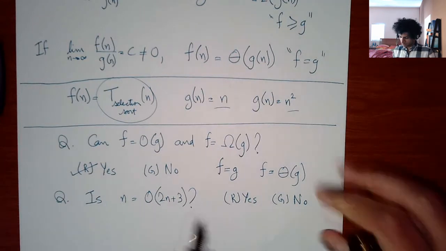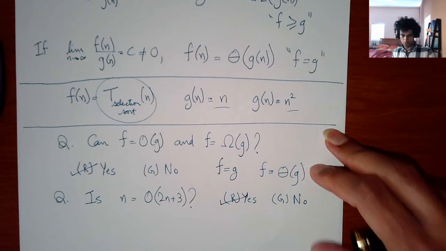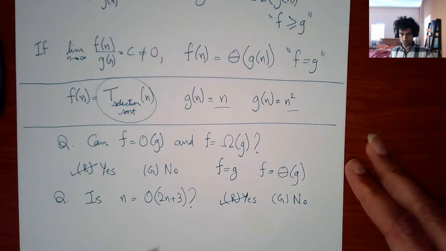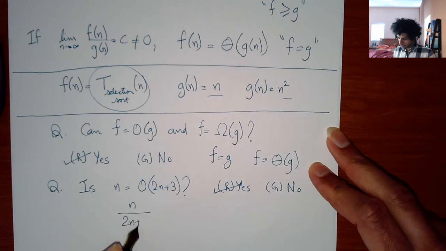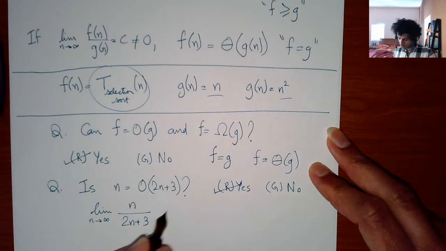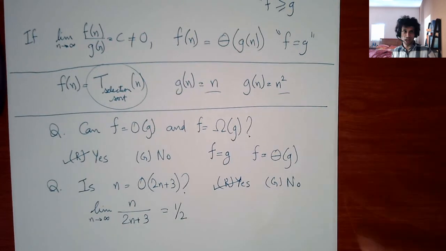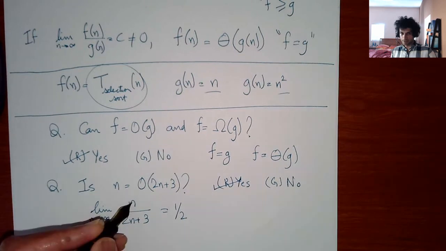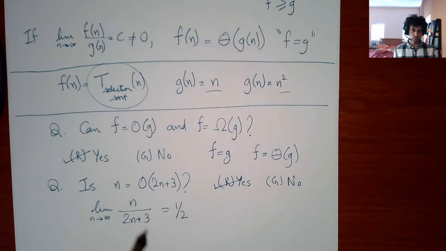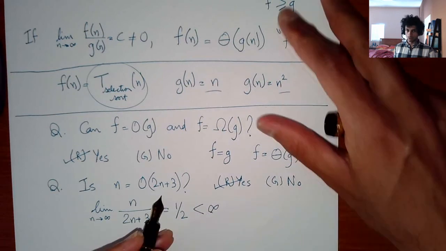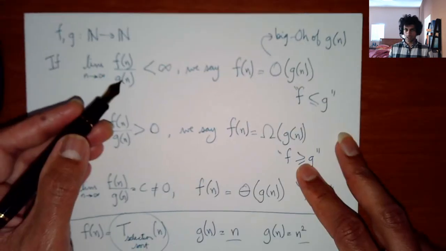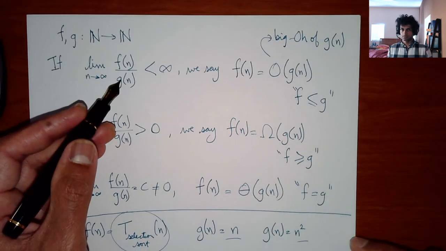Okay, so most of you seem to have got it right, but I think there are some people who are still confused. So let me write this down. This is the function n divided by 2n plus 3. You take the limit as n goes to infinity, and if you apply your calculus, you'll say the limit is a half. Because you could divide by n, you get 1 divided by 2 plus 3 over n. As n goes to infinity, this becomes a half. And half is less than infinity, so this is O.